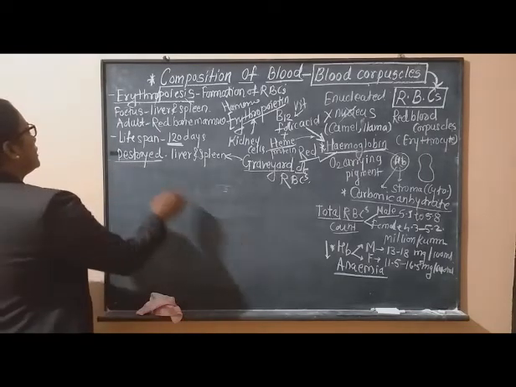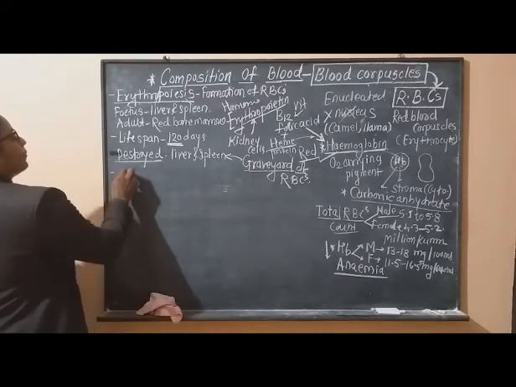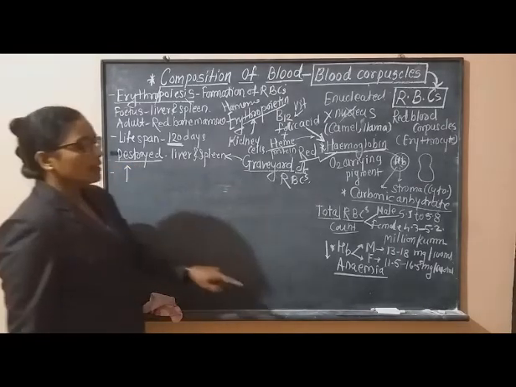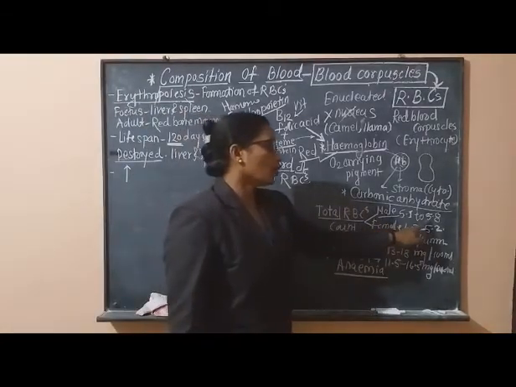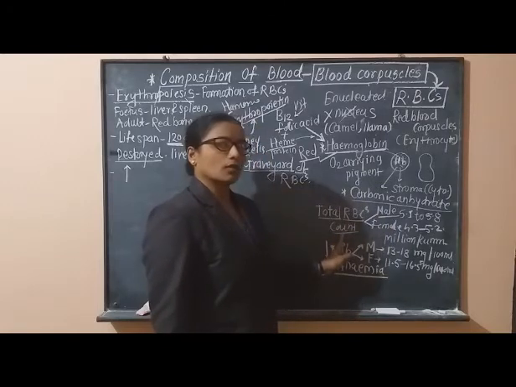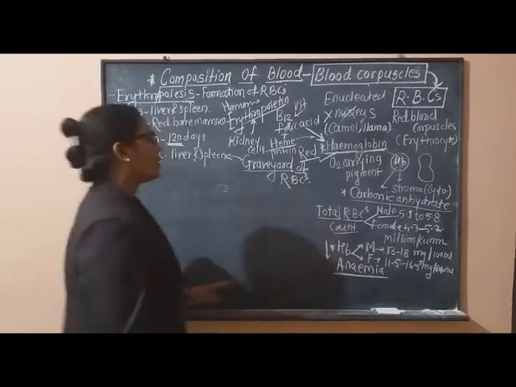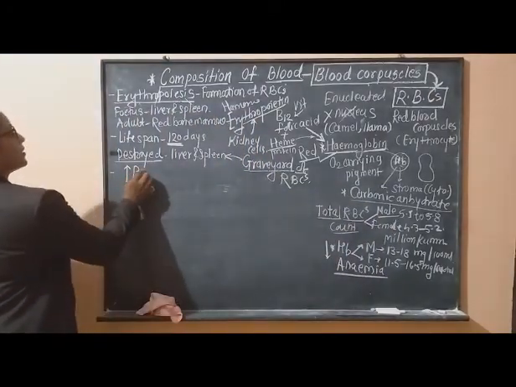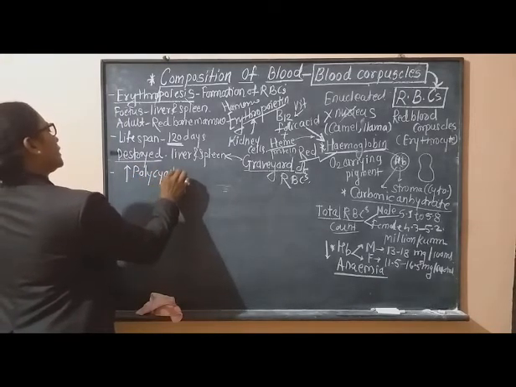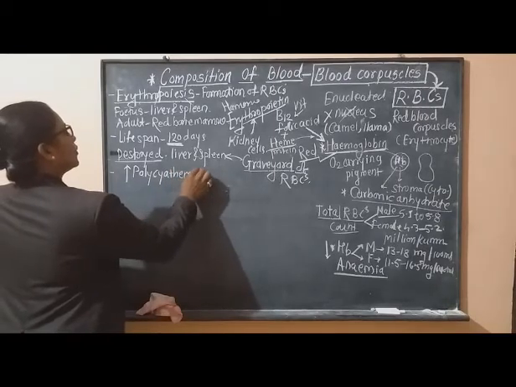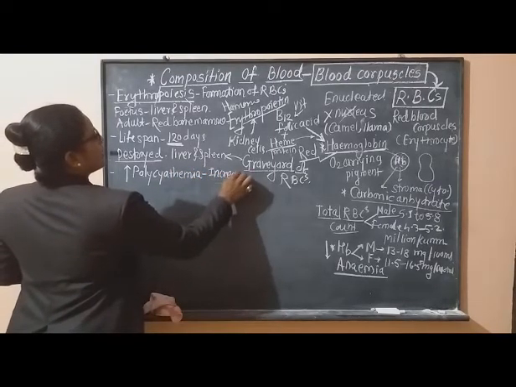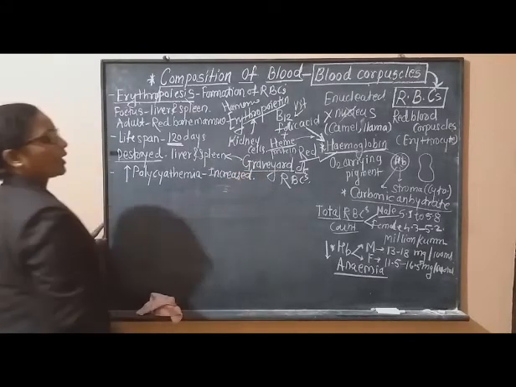Now, once these RBCs are formed, if their number increases beyond this normal range, in case of male and female, this is the total RBC count. But if the number of RBCs is increased, this condition is called polycythemia. What is it called? Polycythemia, that is an increased count of the RBCs.